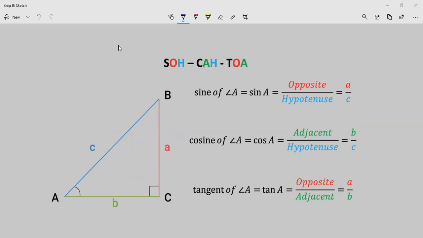If the hypotenuse is 5, the opposite is 4, and the adjacent is 3. So this is the angle A. Sine equals opposite over hypotenuse. Opposite is 4 and hypotenuse is 5. So 4 out of 5.